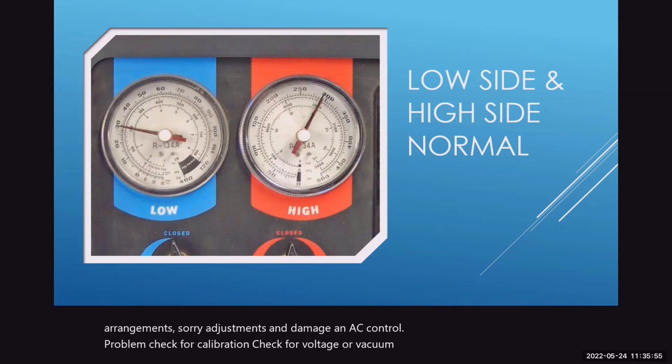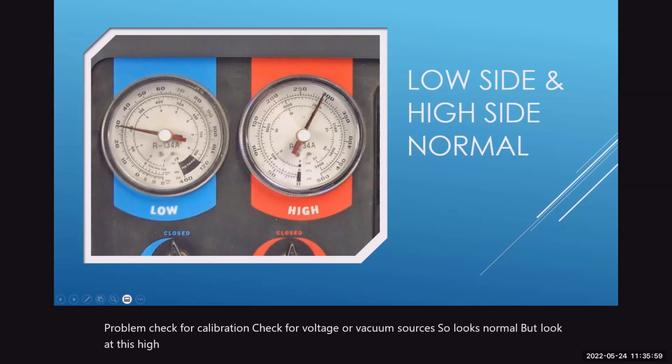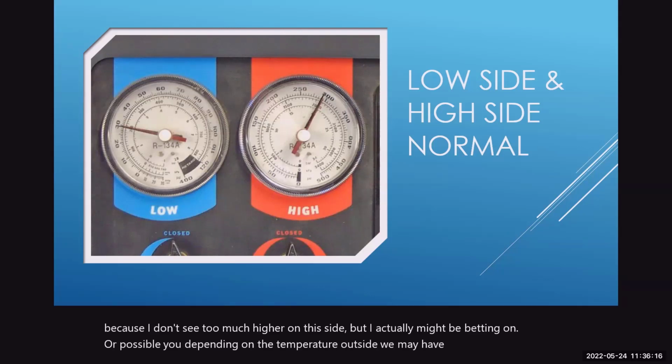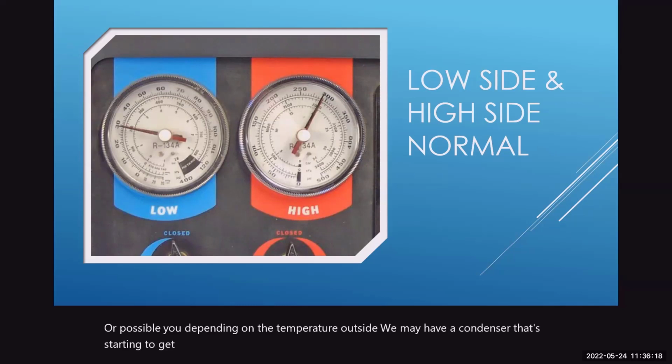So it looks normal, but look at this high side. Look how it's actually starting to peak over here. I don't see too much higher on this side, but I might be betting on a possible, depending on the temperature outside, condenser that's starting to get plugged up. So it looks normal, okay, but we may have a problem here.